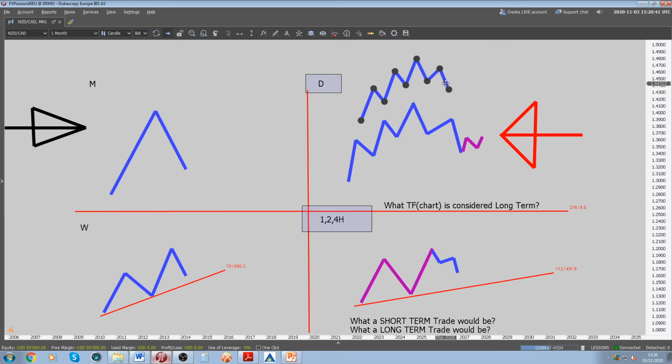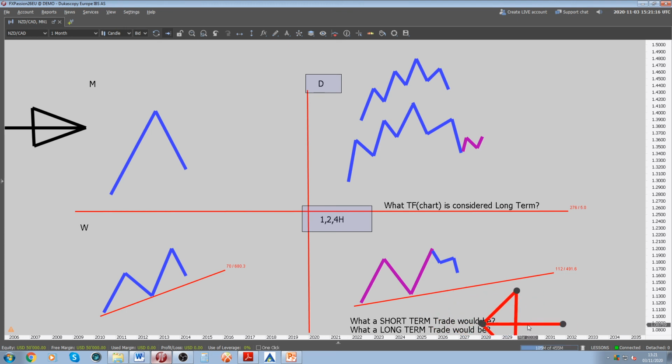I don't understand the question. The question is, I don't have money to trade the daily chart, okay? I don't have enough capital in my account to trade from the daily chart, so I can only trade and enter from the 1 hour, 2 hour, 4 hour time frame. This is my trading time frame. But I want to enter a long-term trade, not a short-term one.